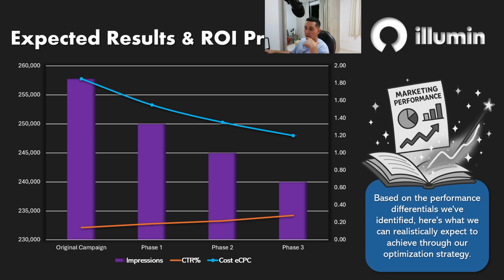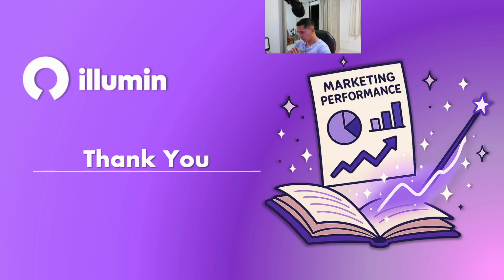Okay, so let me wrap this up with a summary of our next steps. Our analysis has identified clear optimization opportunities that could significantly improve campaign performance. With your approval, we can begin the phase 1 optimizations immediately, delivering the first round of efficiency improvement within the first 48 hours.